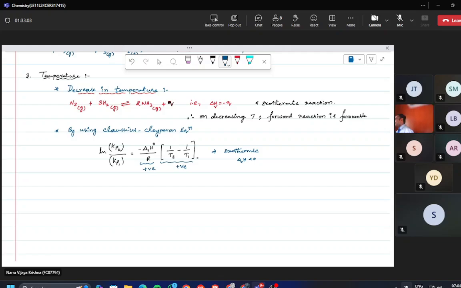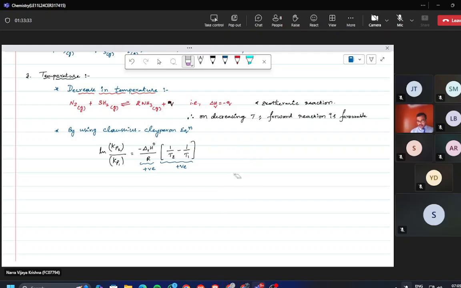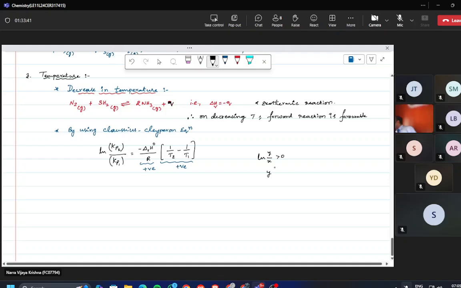Again I am repeating. What I am doing? I am decreasing temperature. Decreasing temperature means T2 is less than T1. Bring T1 to this side, so 1 upon T1 is less than 1 upon T2. Correct or not? Then what is 1 upon T2 minus 1 upon T1? Then what about the total value on the product side? If the total value is positive, what is the relation between y and x?